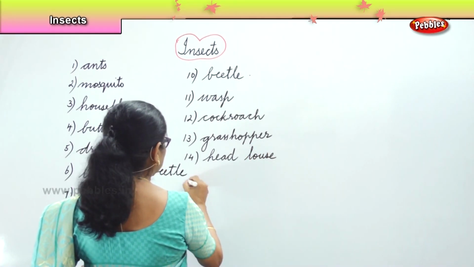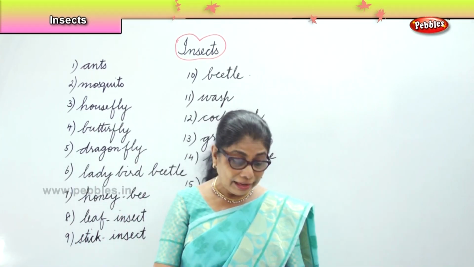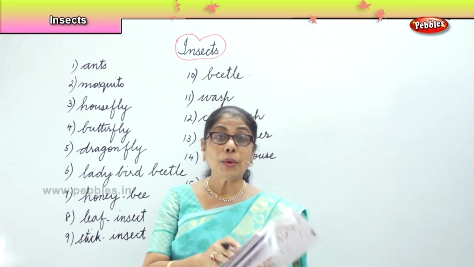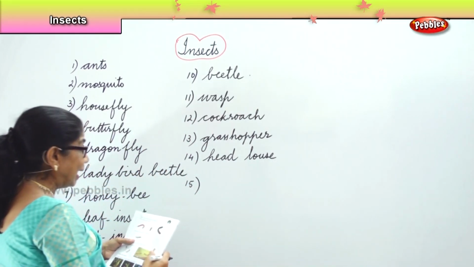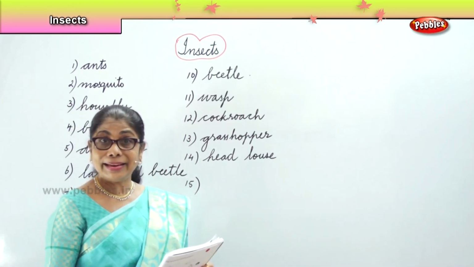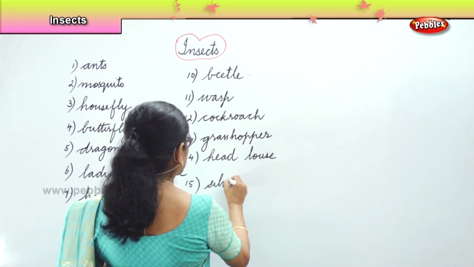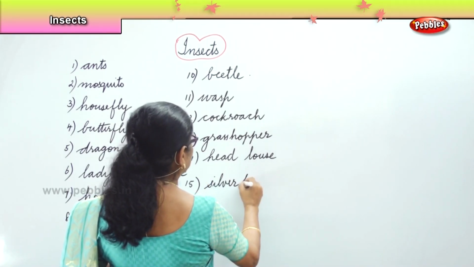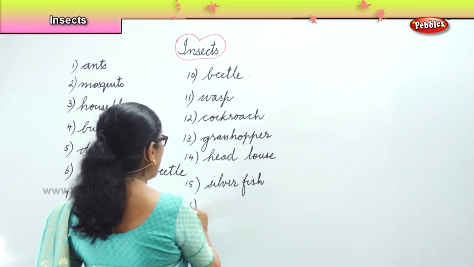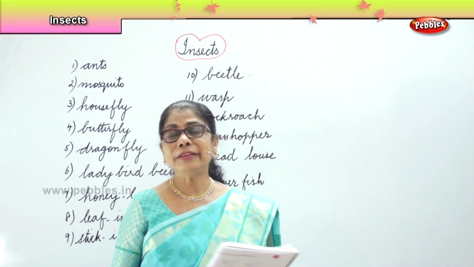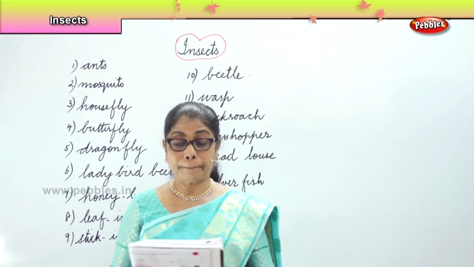Head louse. Then there are insects that live inside your book and eat up and destroy your book. What is that? And it cannot fly. Silverfish. It's called silverfish. Silverfish is an insect that has got no wings. It lives inside the book and eats up your book.